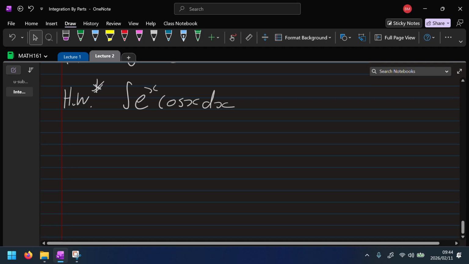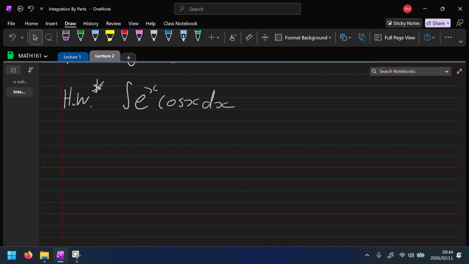Last thing for today, integration by parts, but for definite integrals. So all of these examples here were for indefinite integrals. Now, what happens if we add bounds to it? There's one more step we have to do.